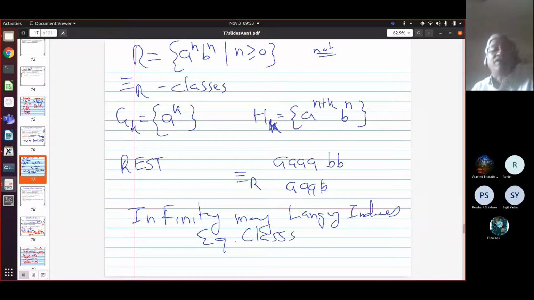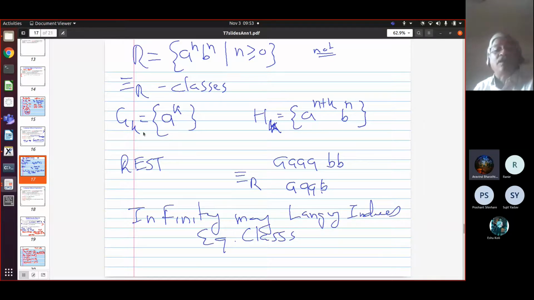And since for every K we have a GK class, and for every K you have an HK class, the number of classes is infinite. Right? Is that also clear? So K is some integer constant. And N is infinite, like N we have infinite.